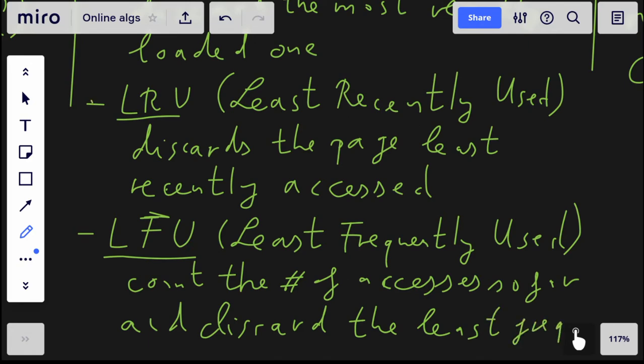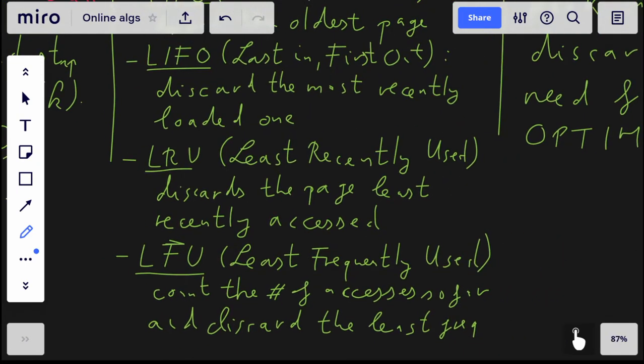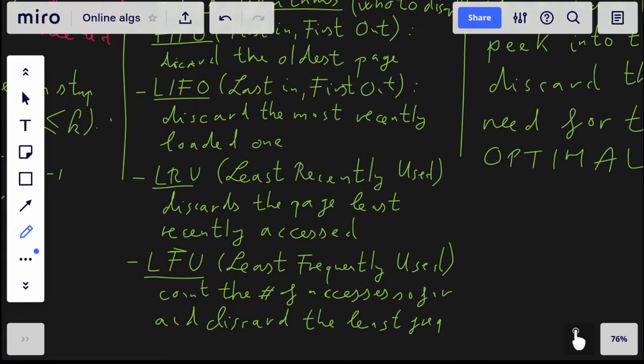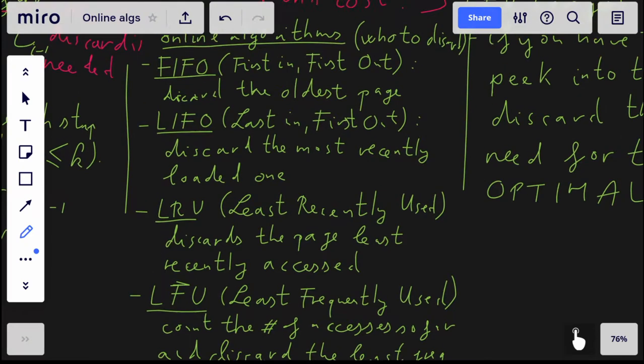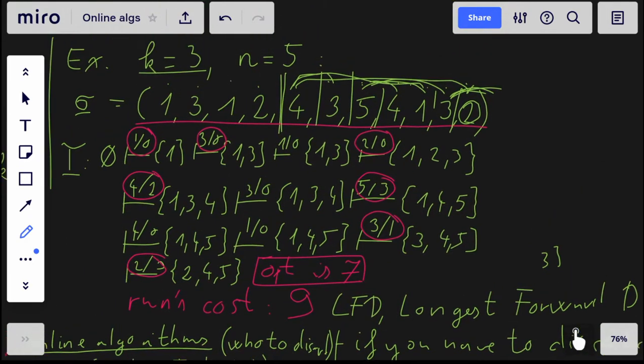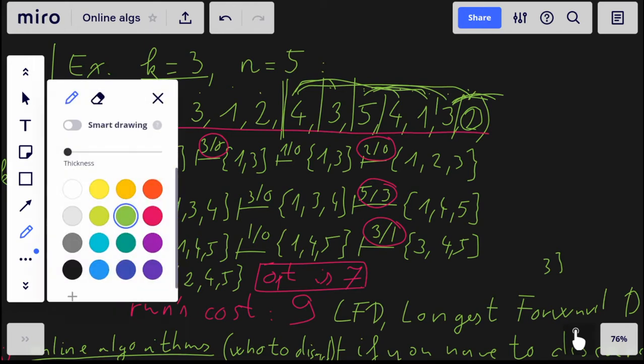Okay, so these are possible online algorithms for the problem: the FIFO, the LRU, the LIFO, and the LFU. These are all potential algorithms. Let's see them in action just to have some examples. I think it's not that bad to reuse this example, and I will erase this part. Okay, so this is the optimal algorithm.